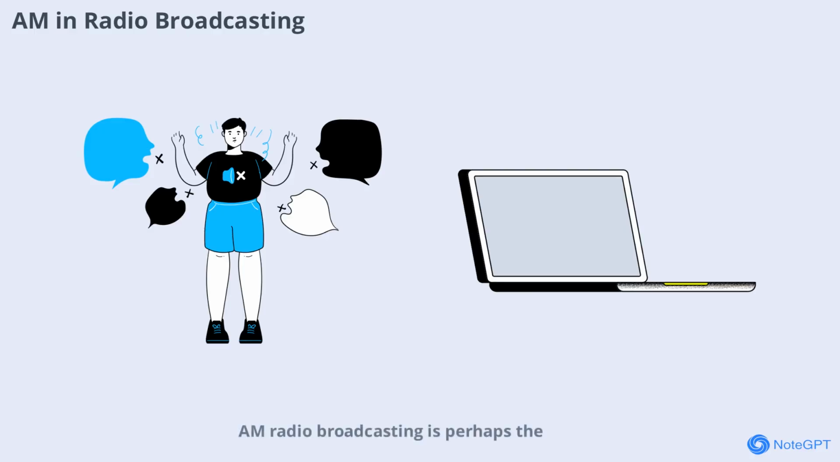AM radio broadcasting is perhaps the most well-known application of amplitude modulation. Radio stations use AM to transmit audio signals over long distances, making it possible for listeners to tune in from far away. The simplicity of AM receivers and the ability to cover large geographic areas have made this technology a staple in the world of mass communication.